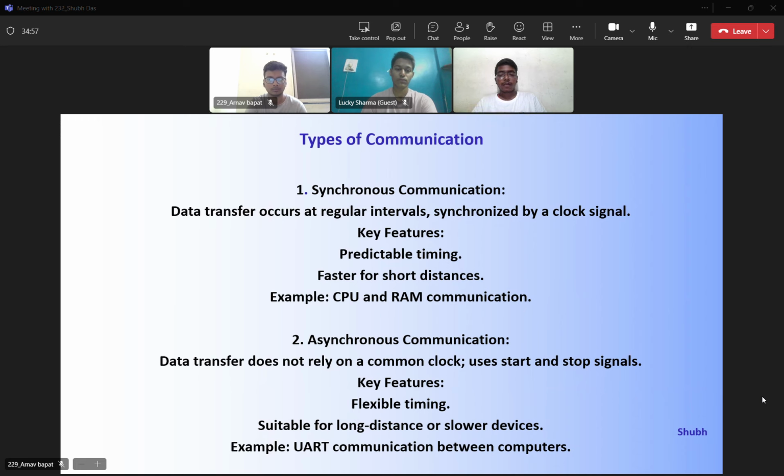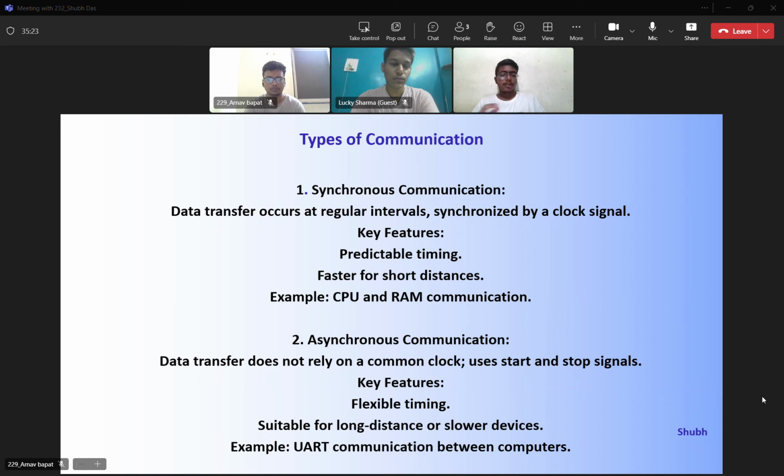Then moving on to the second type of communication, that is asynchronous. In this method, there's no shared clock signal concept. Instead, devices rely on start and stop signals to manage data transfer. You can take it like sending letters through mail. There's no strict timing. You just send when you are ready and the recipient processes it when it arrives.